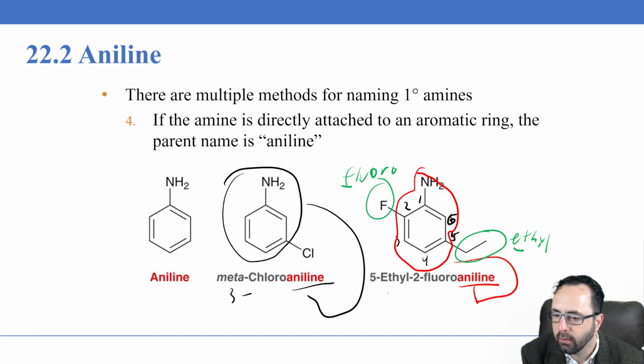Like if you have two of the same groups. So here we say 5-ethyl, so on the 5th carbon we have 5-ethyl, that's this guy right here, and remember to separate the numbers from the letters with a dash, and then we have 2-fluoro for the 2nd carbon here having the fluoro group, and the 5th carbon here having the ethyl group. And again, the ethyl is written first because E comes before F in the alphabet.